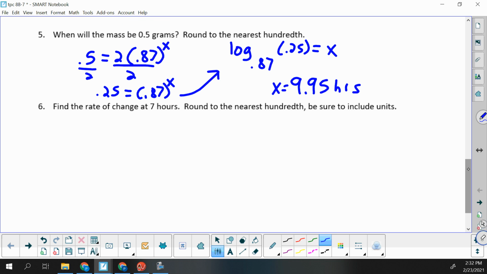And in 6, we want to find the rate of change at 7 hours. We're going to round to the nearest hundredth, and we have to have units. So rate of change, the word that should pop in our head is slope. We want to do it at 7 hours, so we're doing 7 and 7.01. Take a moment to punch those into your graphing calculator. In the equation, the y equals 2 times 0.87 to the x, and see what you get for our y values.